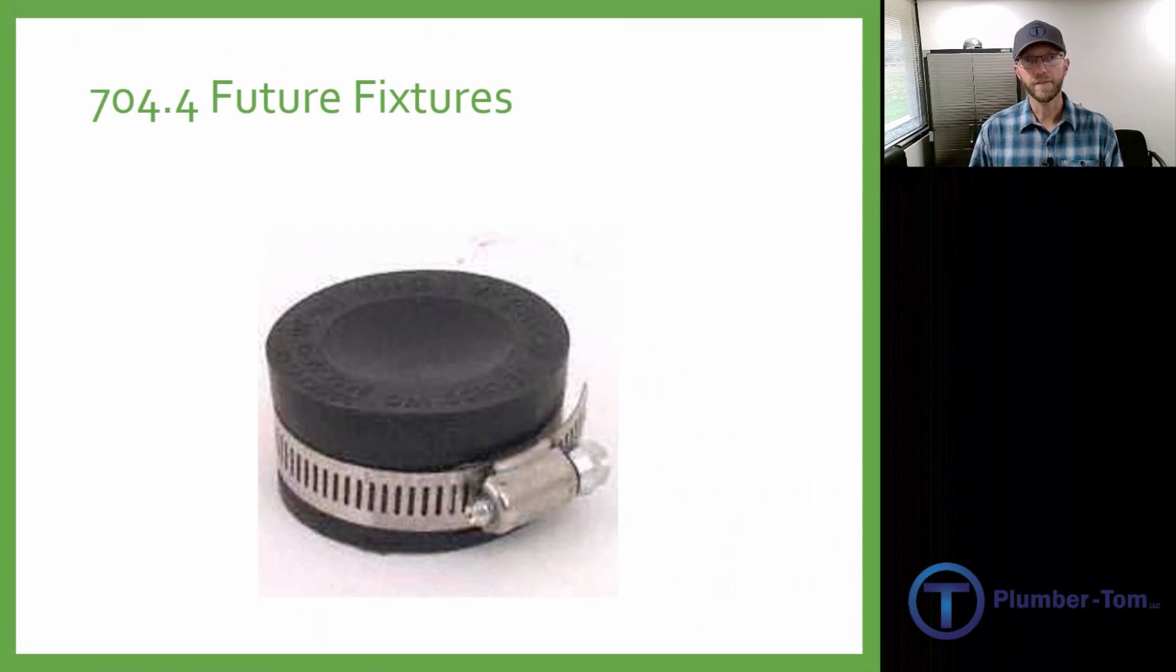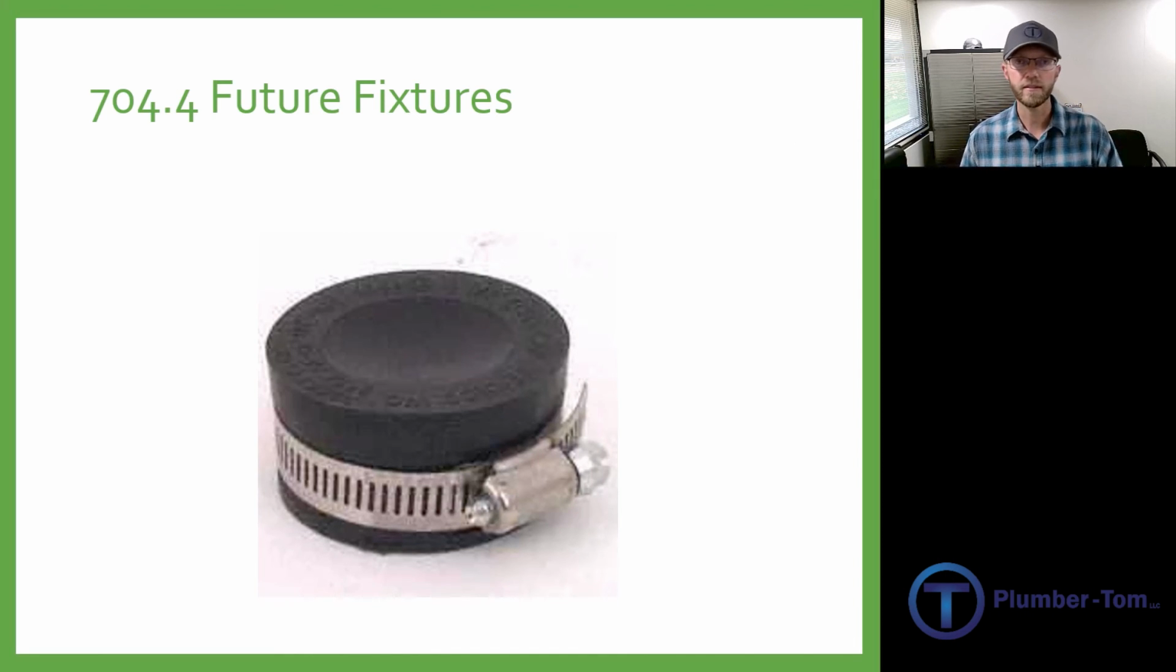704.4 talks about future fixtures. There are times when we may be roughing in some drainage pipe, knowing that eventually something will be added on to a part of this system later, but in the meantime we can just cap that, and that is acceptable by the code. Alright, we're going to stop there for this presentation.